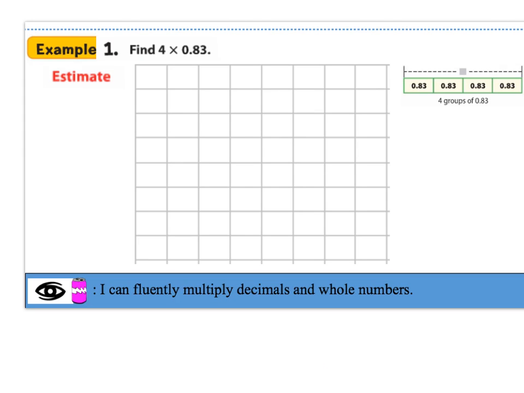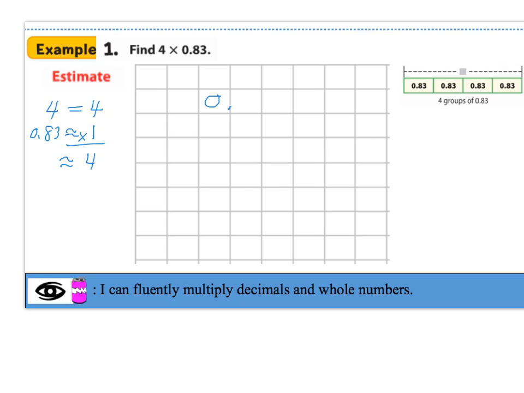We're going to start example 1. Let's estimate. 4 actually equals 4. But 0.83, it's about 1 whole. When you multiply these two, you'll get about 4. To get the precise answer, let's look at the grid and put our numbers in.